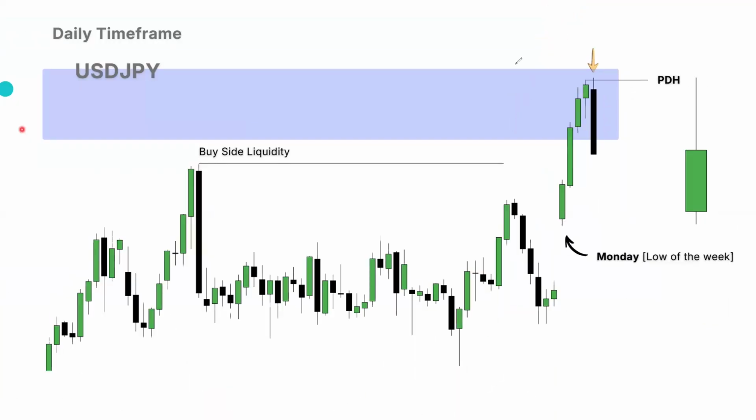Now, it doesn't mean that whenever you want to apply this model, Thursday must always take the high for a sell and take the low for a buy. It mustn't happen. But if you see this happens, it increases the chance of this model going in your favor. Now, let's go to a lower time frame to see what happened here.